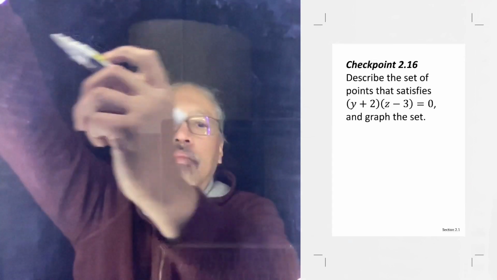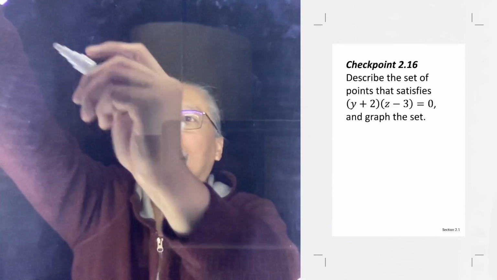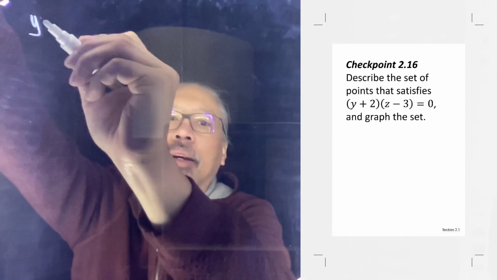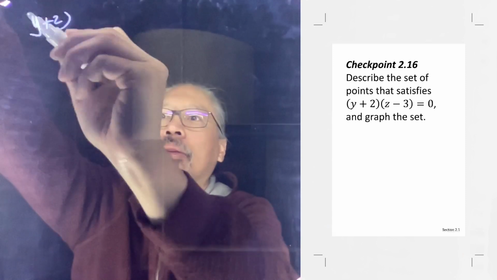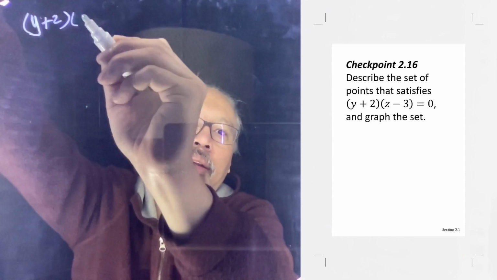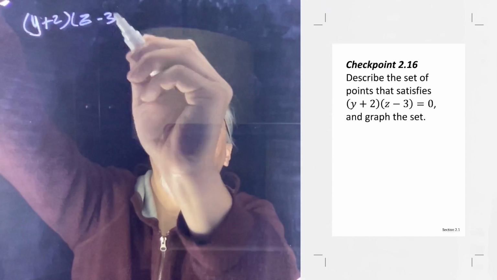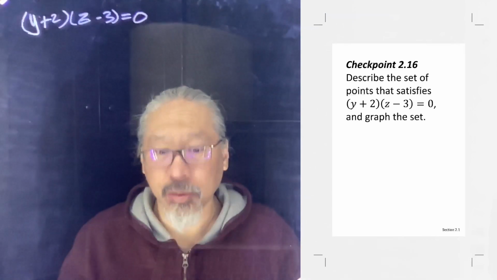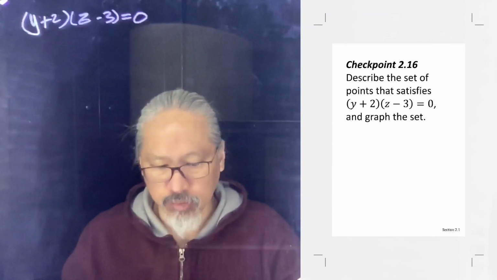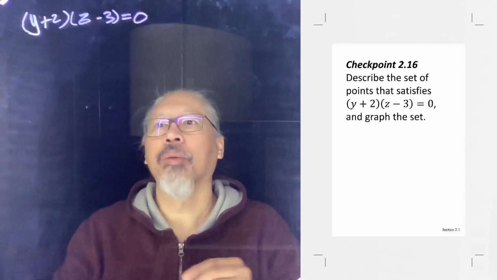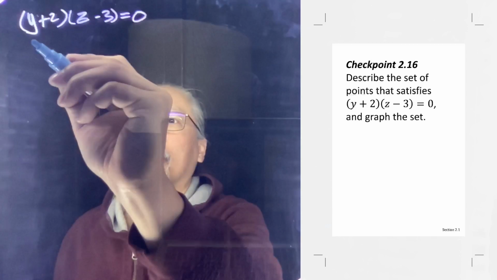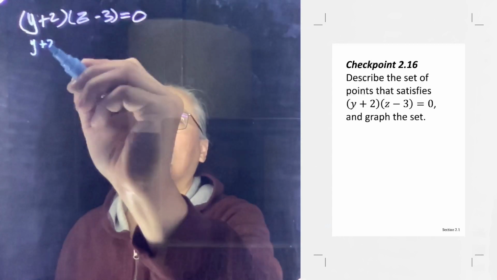Let's see if we can rewrite this equation. This is going to be y plus 2 and z minus 3, and this is equal to 0. Now, if we just simply solve this equation like we remember how to do, these are factors, so we would set each factor equal to 0.